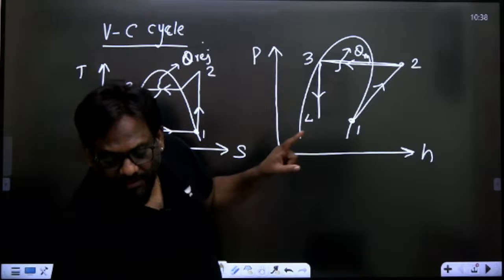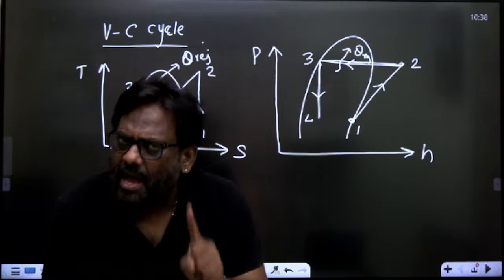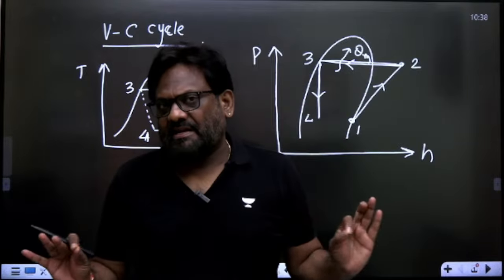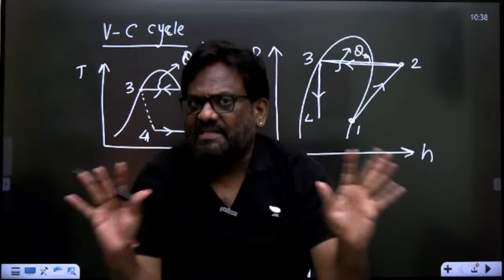But 3 to 4 is isenthalpic. 3 to 4 is... आज मैं बहुत अच्छे क्वेश्चंस करवाऊंगा सर, ताकि आपको VC साइकिल की सारी डिटेल्स मिल जाएं.